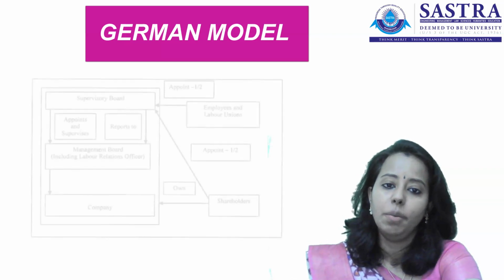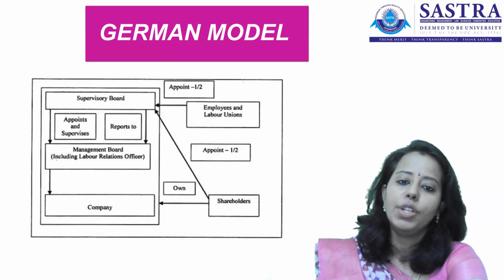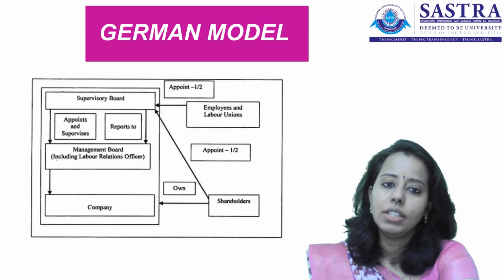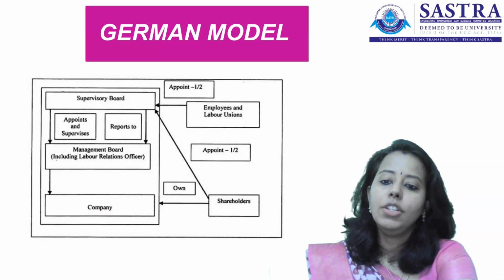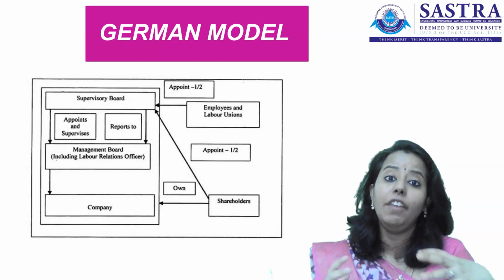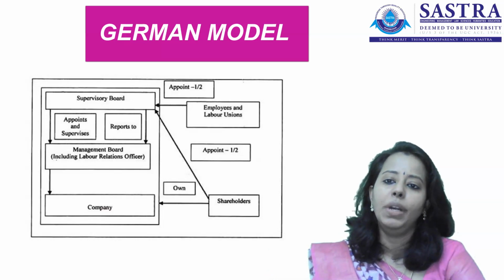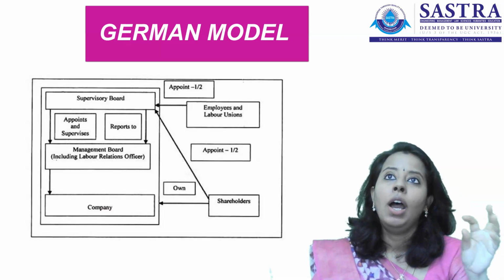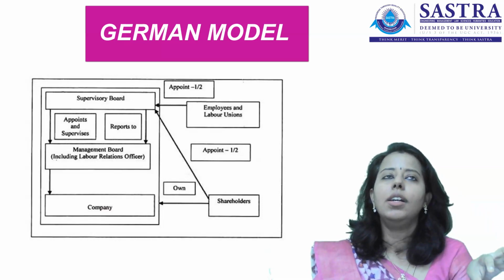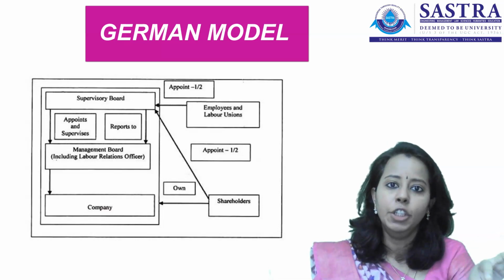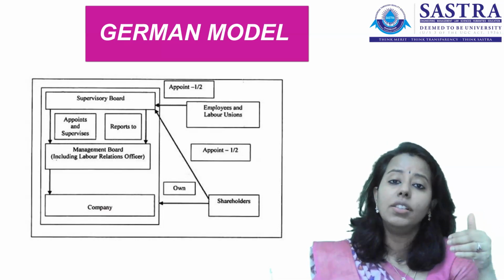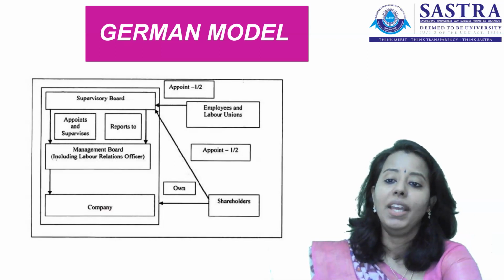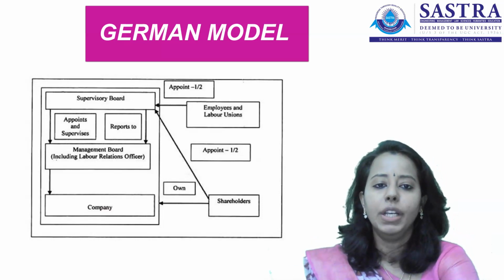As you see in this particular picture, there are two different boards and how it is functioning. In the German model, it is believed that workers are one of the key stakeholders in the company. You can even call this model an European model. And as workers are considered to be the key part of a particular firm, they should have the right to participate in the management of the company.